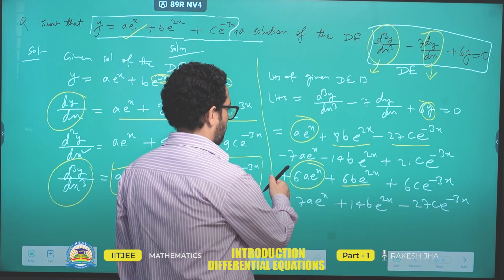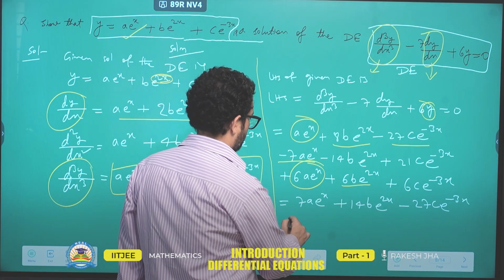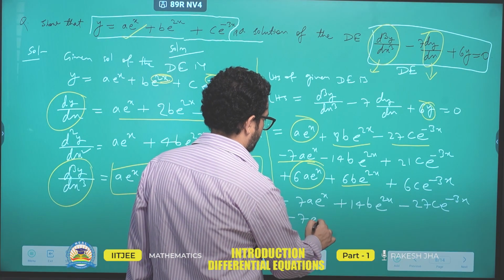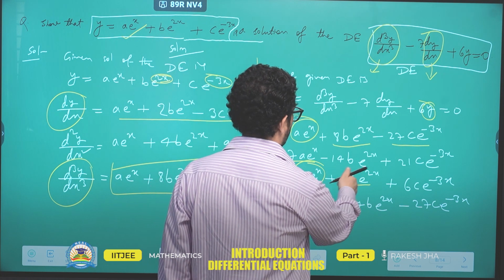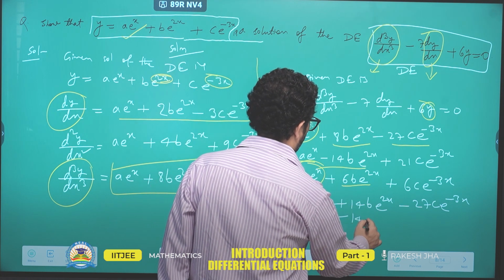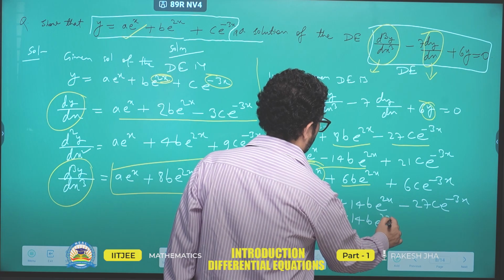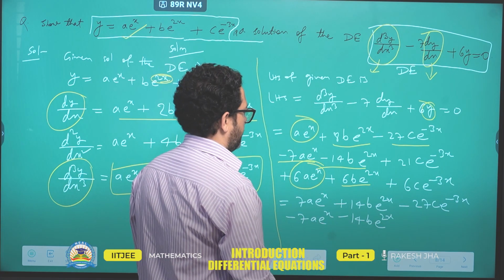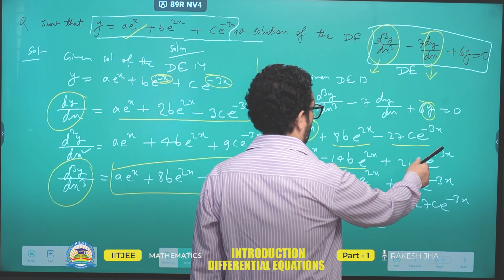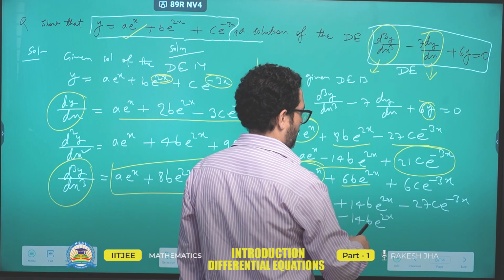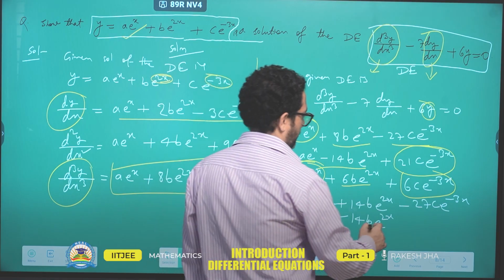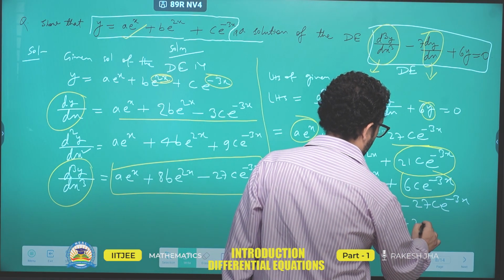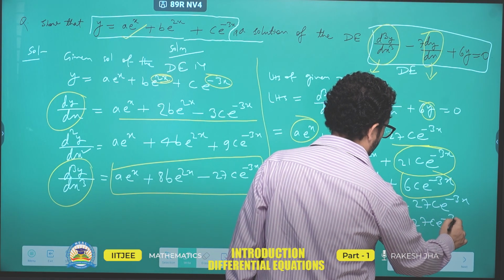Then we will write this minus of 7 times e raised to power x, then this portion minus 14b e raised to the power 2x, and then 21 times this and plus 6 times this. So 21 plus 6, 27. So plus 27c e raised to the power negative of 3x.